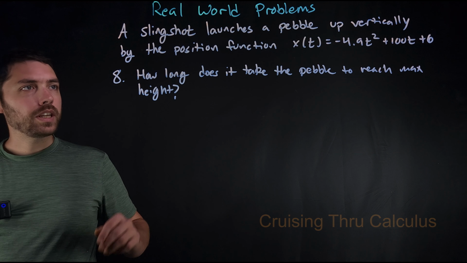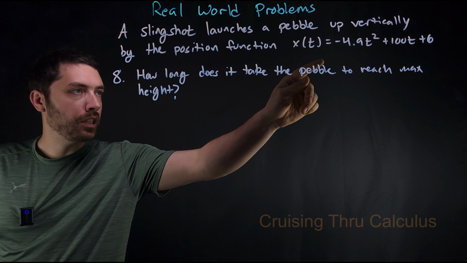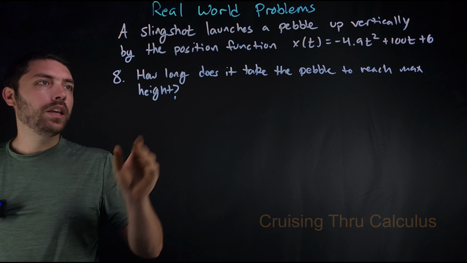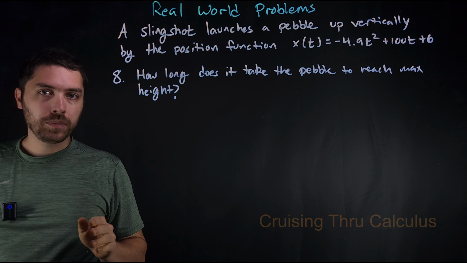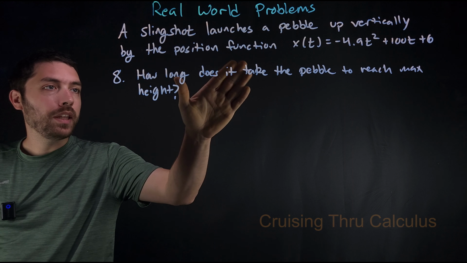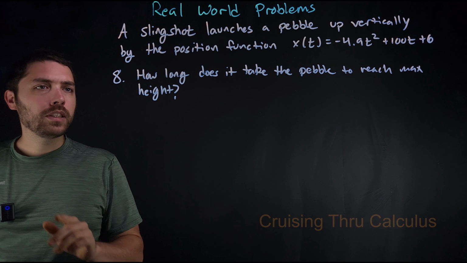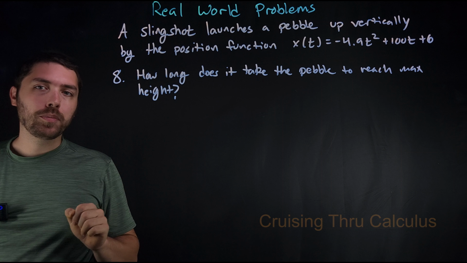Our next problem says, a slingshot launches a pebble up vertically by the position function x of t equals negative 4.9 t squared plus 100t plus 6. Now, it doesn't say it up here, but everything is measured in meters and seconds still. Like I said, I just didn't want to include that. That way I had as much room as I could when I'm answering these questions. All right, let's take a look at the first part here. It says, how long does it take the pebble to reach maximum height?